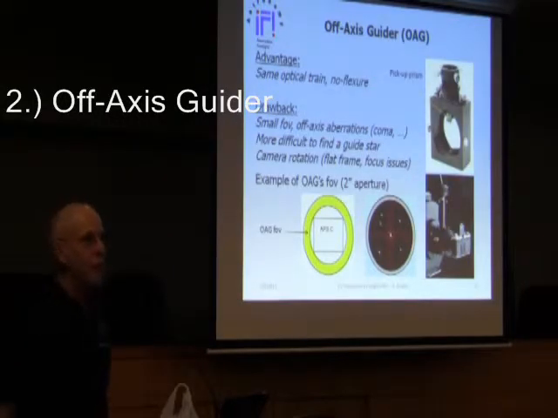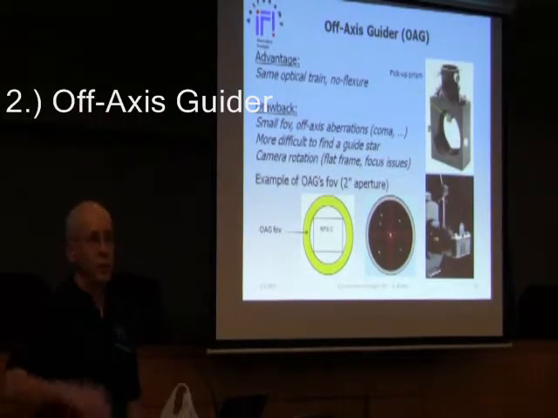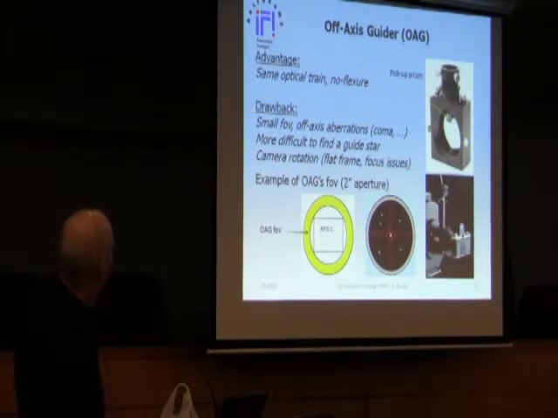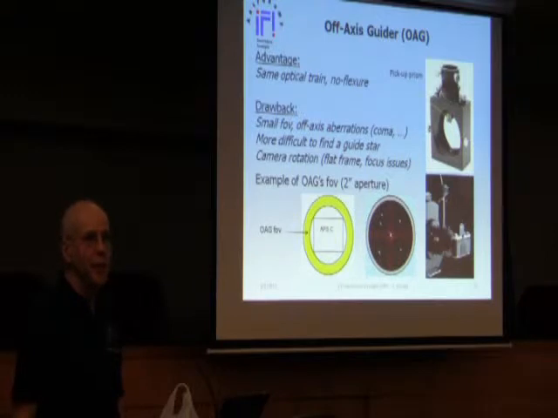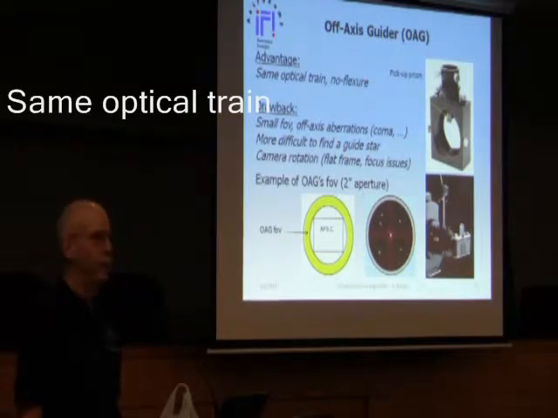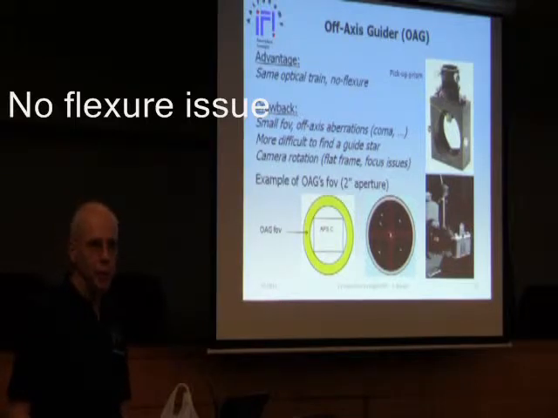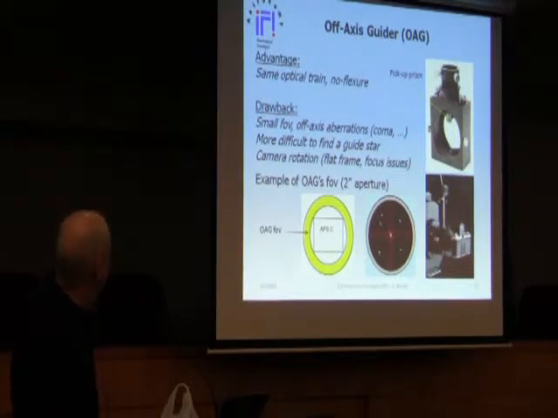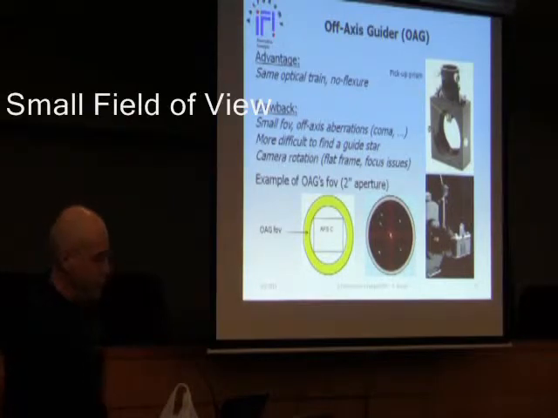Off-axis guiders solve this problem. And that's quite old technology. Because if you use the same optical train, the same optical system, and if it's well made, I mean, you can find poor equipment everywhere, but if it's well made, you shouldn't have any problem of flexure anymore. So no flexure, that's the right approach, though the drawback is a small field of view.